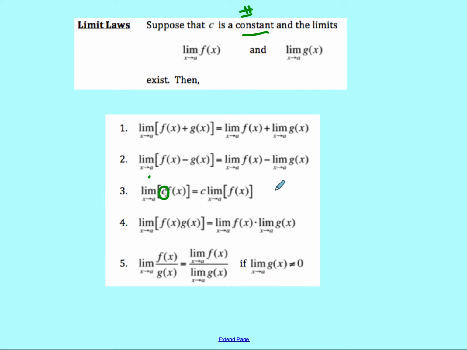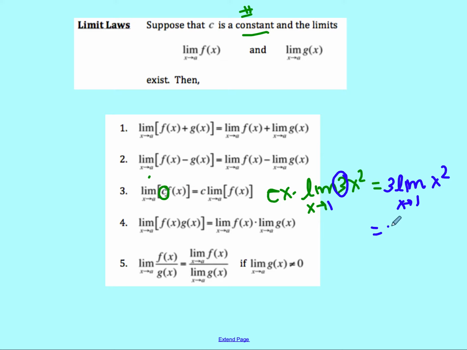So here's a little example of that one. If we have the limit as x approaches 1 of 3x squared, what this is saying is 3 is a constant, so you can put it out in front. So we have 3 times the limit as x approaches 1 of x squared. So you go ahead and plug in 1. So I'd have 3, and then 1 squared is 1. So I'd have 3 times 1. So I get 3. So I'd be a constant having that number in front.